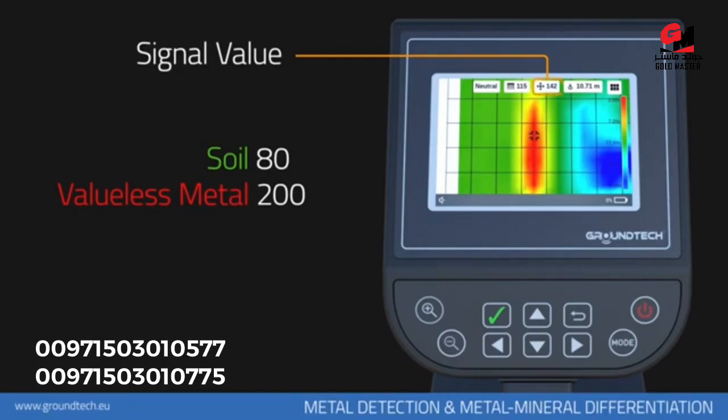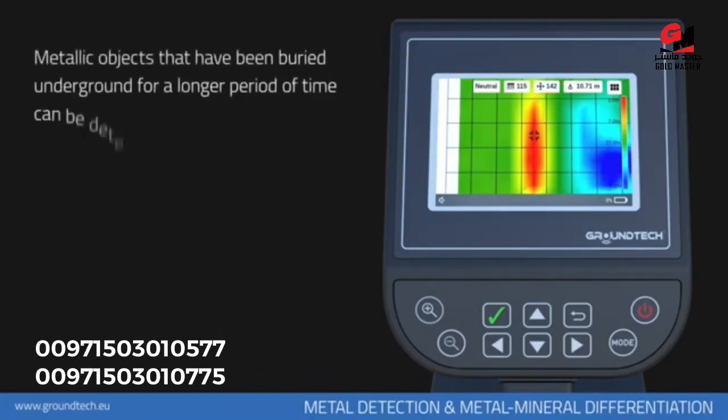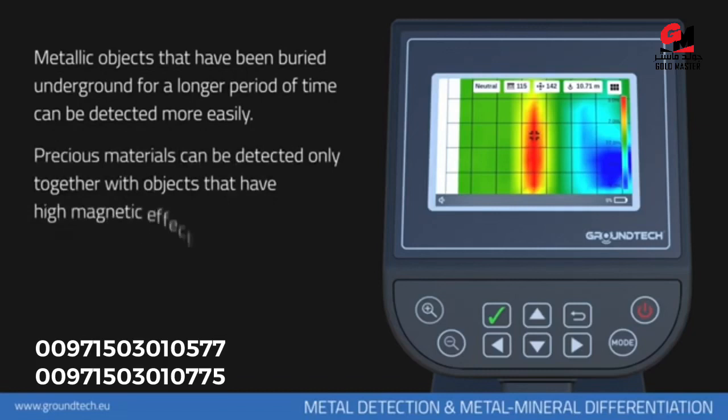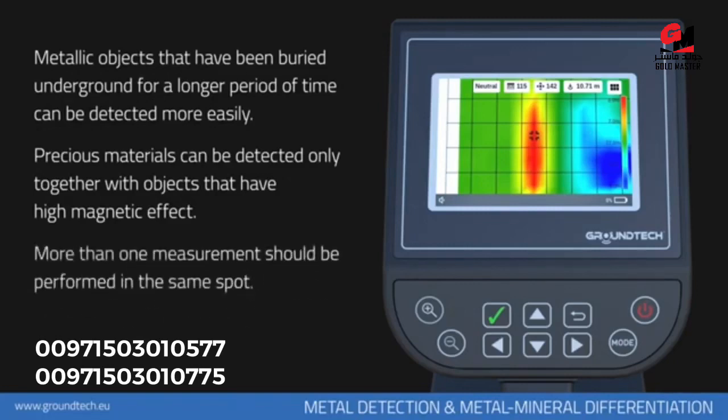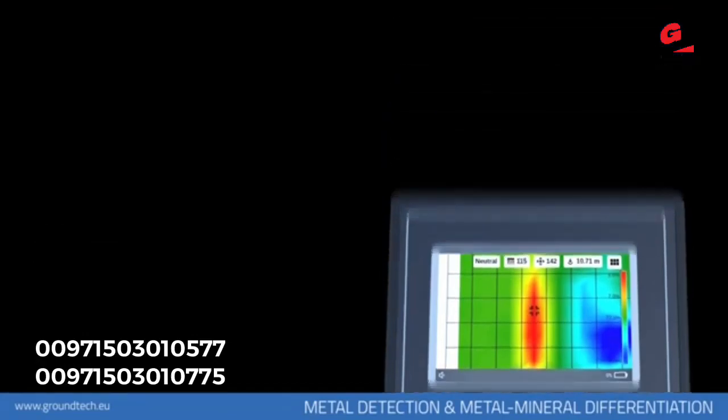For example, when the level of soil is 80 units and the magnetic object is 200 units. Metallic objects that have been buried underground for a longer period of time can be detected more easily. Precious materials such as gold or silver can be detected only if they were buried together with objects that have a high magnetic effect. In order to see whether the data represents a real object or not, more than one measurement should be performed in the same spot, and all of them should result similarly.